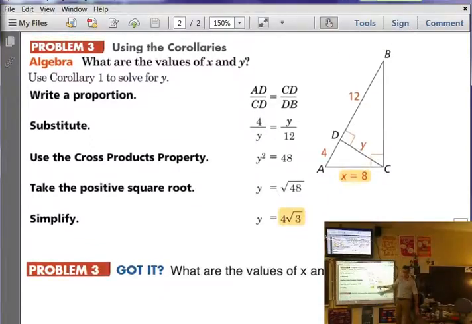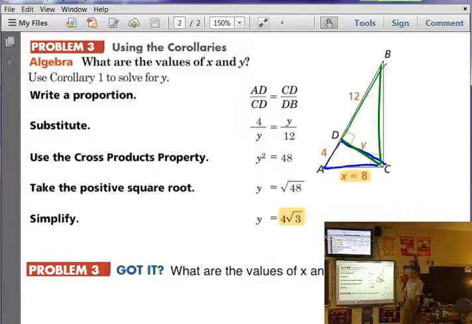So we want to find the value of y. Y is a shared side. It can either be the middle side of my smallest triangle. It could be the shortest side of my middle triangle, and I can't use it in my biggest triangle. So I have two options. I either use it on my smallest triangle or on my middle triangle.